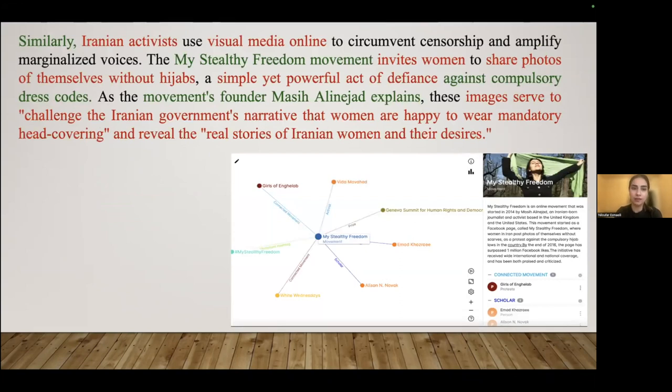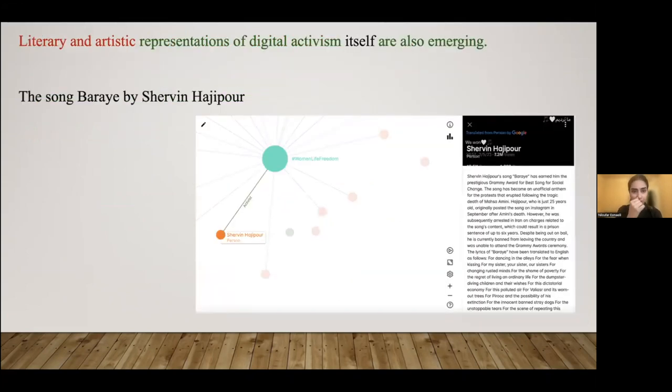Similarly, Iranian activists use visual media online to circumvent censorship. For example, the My Stealthy Freedom movement invites women to share photos of themselves without hijab. It is a simple yet powerful act of defiance against compulsory dress codes. The movement's founder, Masih Alinejad, explains that these images serve to challenge the Iranian government's narrative that women are happy to wear mandatory head covering and reveal the real stories of Iranian women and their desires.